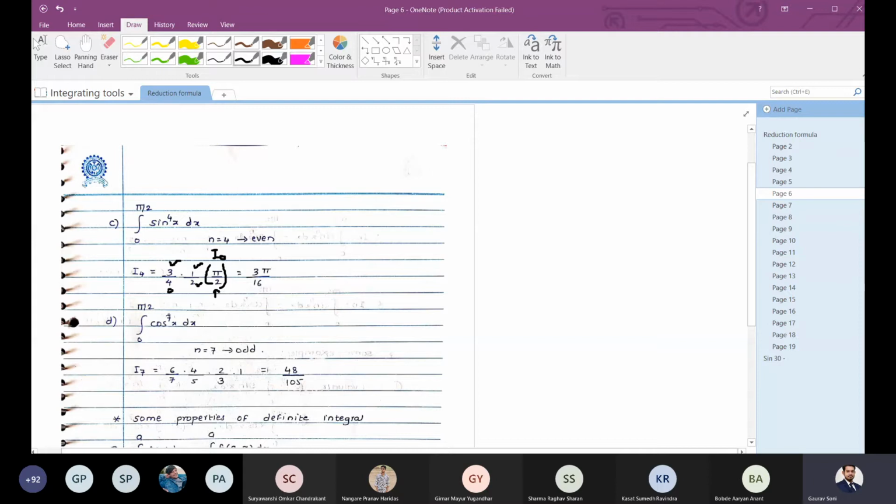0 to pi by 2 cos raised to 7. Power is odd. Go on reducing it. 7, 6, 5, 4, 3, 2, I1. I1 is 1.